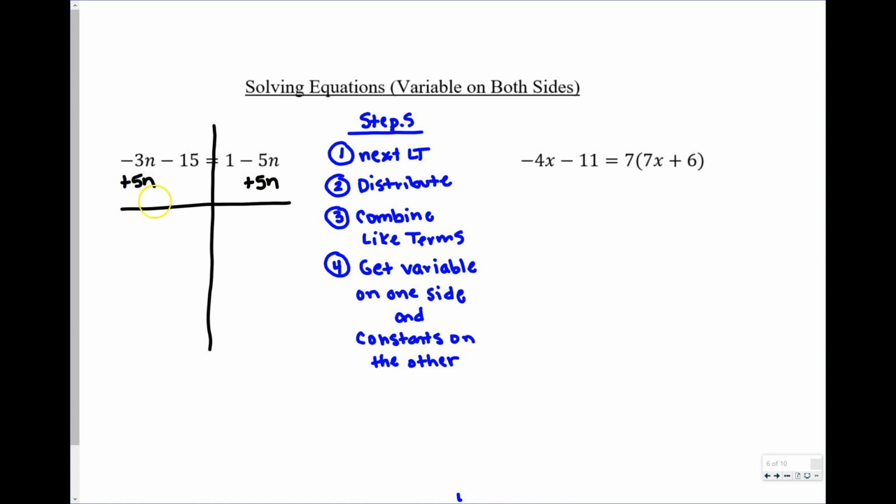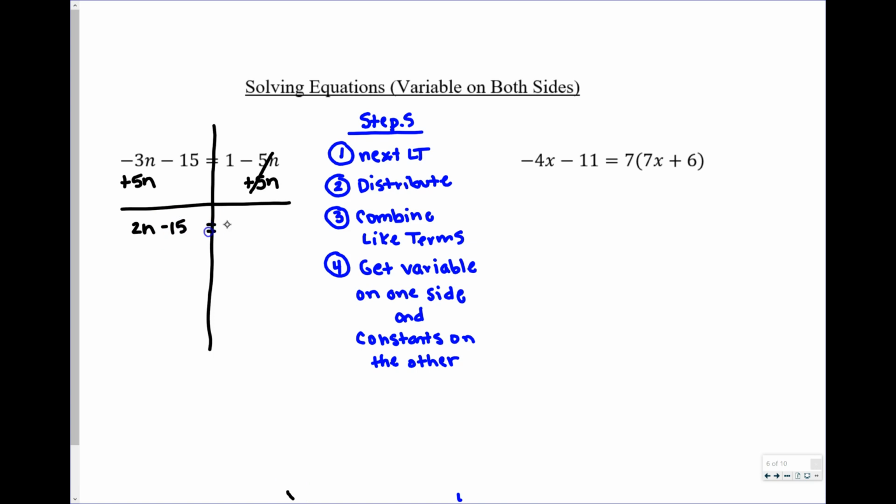That way I can clearly see that these two cancel, and then I've got negative 3 plus 5 to give me a 2n. This is important. I'm telling you right now, if you do not organize your work, you are going to make mistakes. I say this every year, and still students don't do this. So watch how I'm organizing. Replicate that. It will be very helpful.